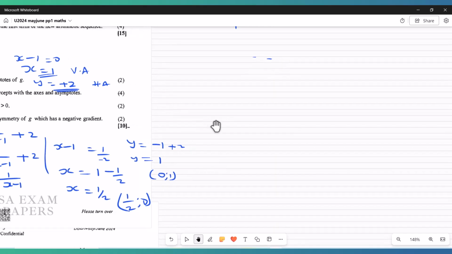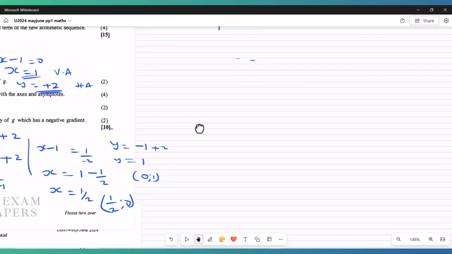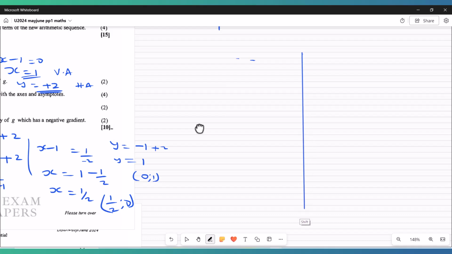4.2. We need the graph here. Okay, let's do our axis. If they say draw the graph, they want you to draw something which is meaningful but not exactly accurate. That's why we call it a sketch.